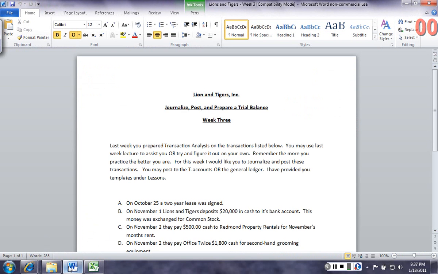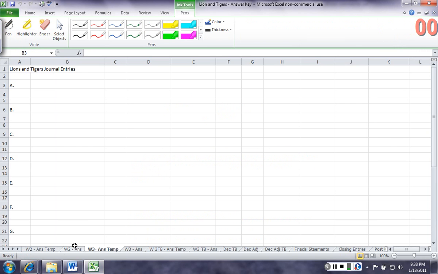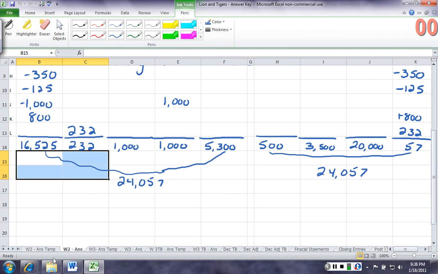This week we're doing Lions and Tigers, and we're going to journalize, post, and prepare a trial balance, and we're in week 3. So last week we did the transaction analysis schedule that looks something like this, where we went through and analyzed each and every transaction.